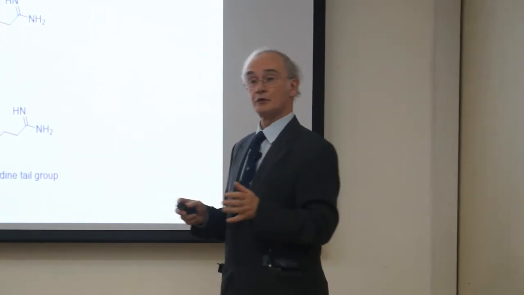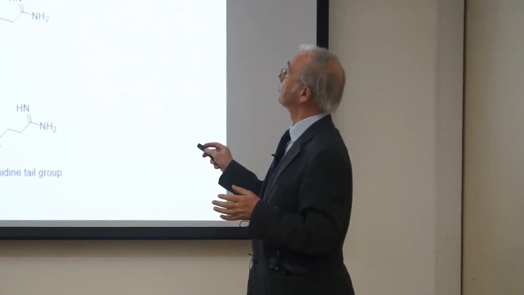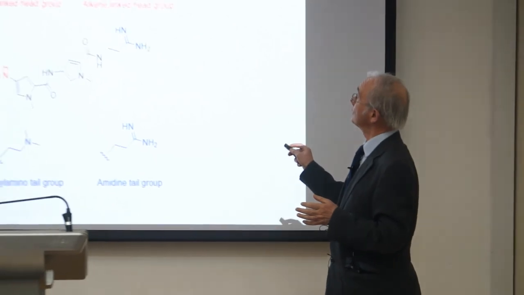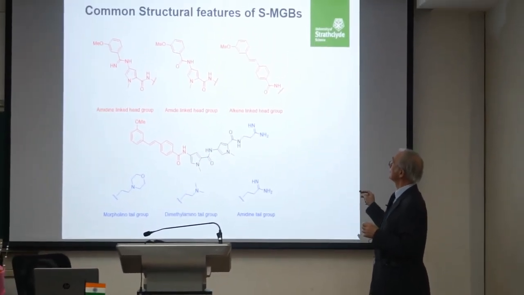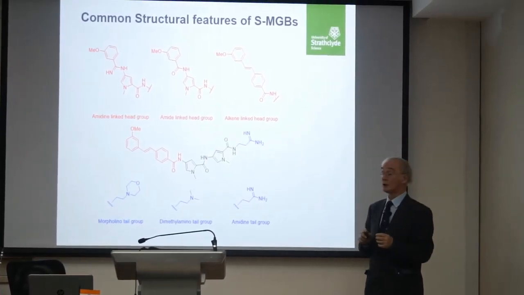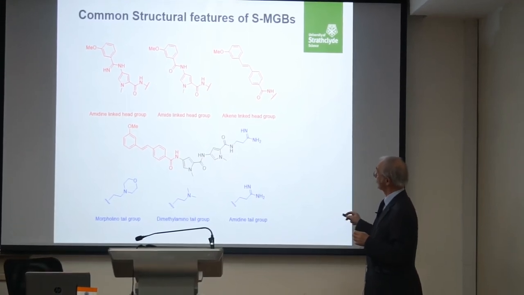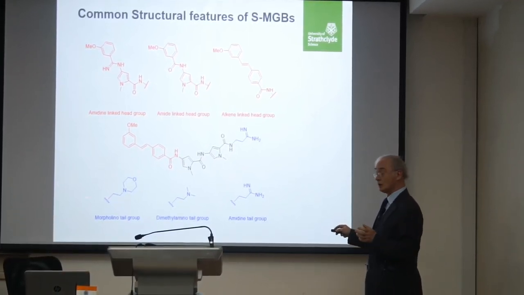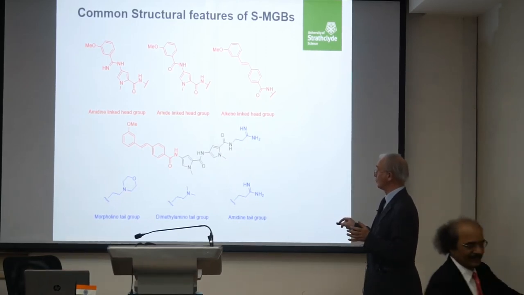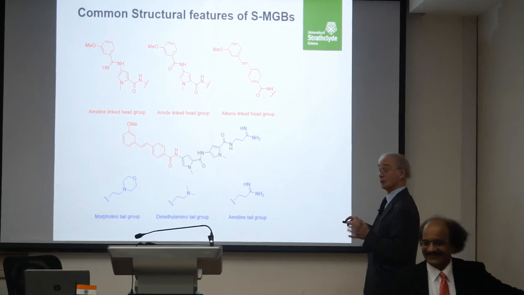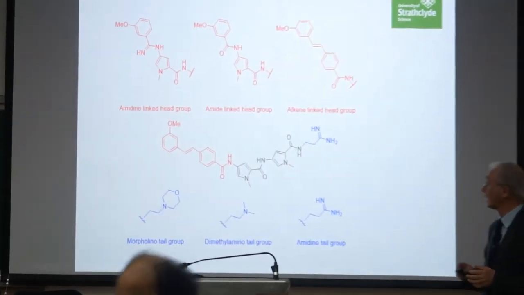So here are some common structural features of our compounds. We have head groups that are linked by amidines, by amides, the amides such as in distamycin and netropsin, and also, as I'll point out more strongly in a moment, by an alkene. We have the heads, and we have the tails, and the tails are principally identified by having a low pKa, which is the morpholine, a reasonably high pKa, the dimethylamino, and an amidine, which is the high pKa tail group.